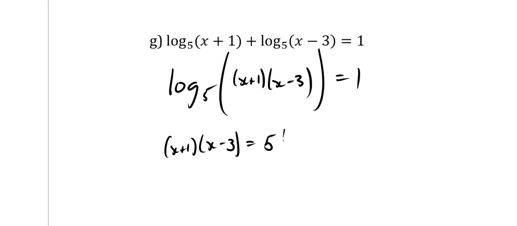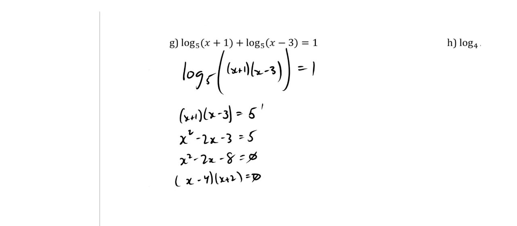Now this is a grade 10 question. Everything comes back to grade 10. X times x, so then I expand the left side. So negative 3x plus 1x is minus 2x, minus 3 equals 5. X squared minus 2x minus 8 equals 0. Oh dear, we forgot something. X minus 4, x plus 2 equals 0. See, bad habits.